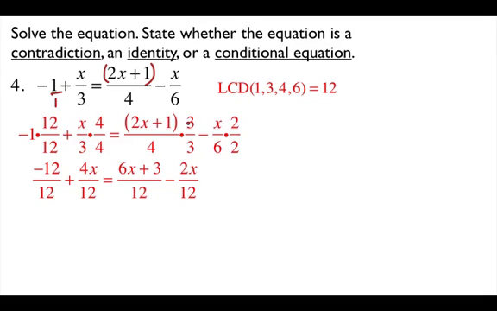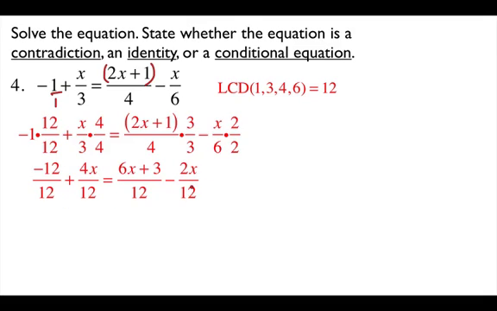I distribute the 3 into these two terms here using the distributive property, and I get 6x plus 3. 4 times 3 is 12. Bring down the sign. X times 2 is 2x. 6 times 2 is 12. I notice that every single denominator now has 12. So I'm dividing everything by 12.